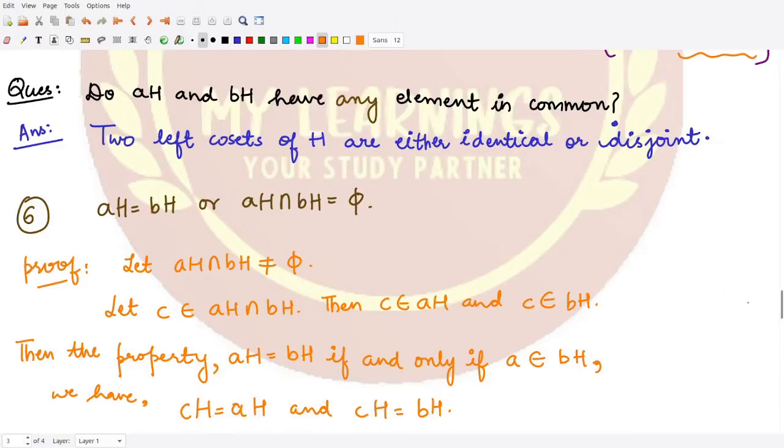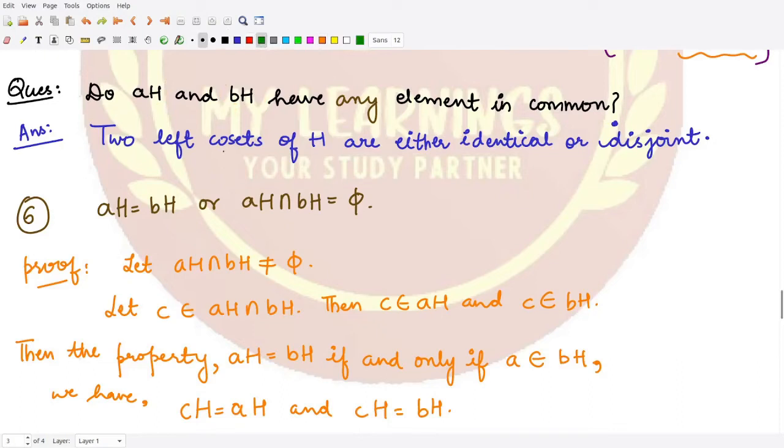In this video, let's answer this question: do these two different cosets, one generated by A and another generated by B, so AH and BH, have any element in common? If so, what is that element? This is the question that arises here in our mind. So let's have a look at this result.